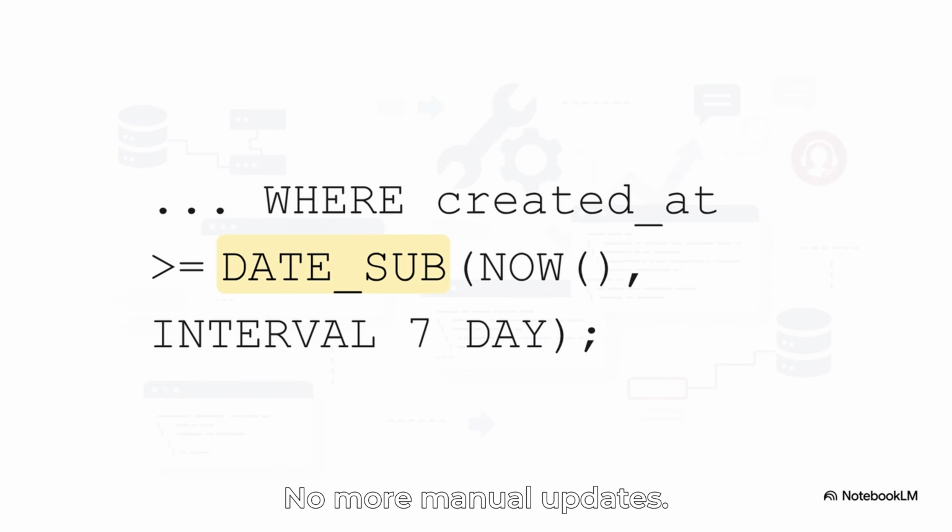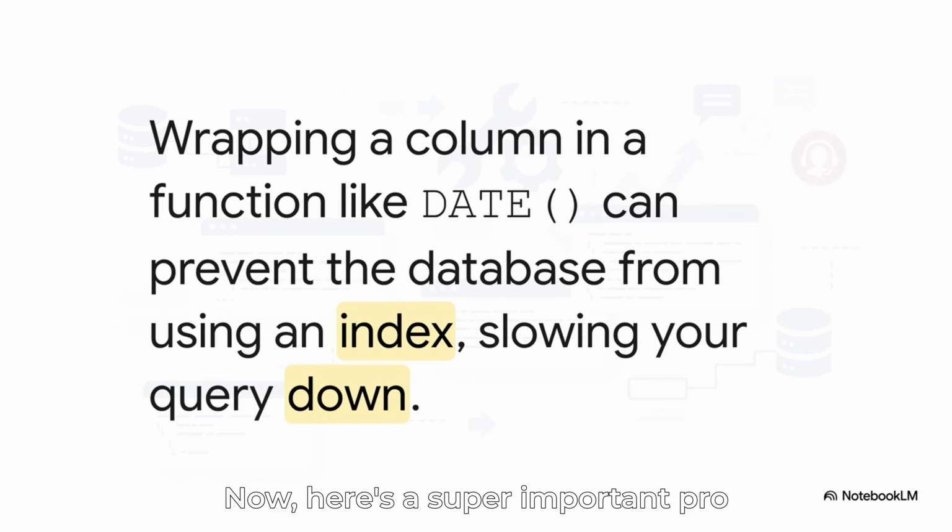No more manual updates. Now, here's a super important pro tip for performance. You want to avoid wrapping your column, in this case created_at, in a function like the DATE function. Think of a database index like the index in the back of a book. It lets the database find information super fast. But when you put a function on the column, the database can't use that index. It has to go page by page, reading every single row, which is way slower. The trick is to always compare the raw column to a calculated value.